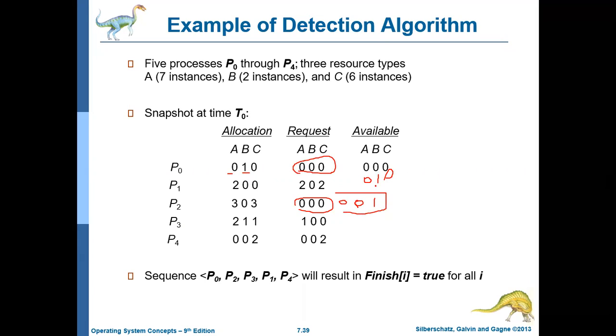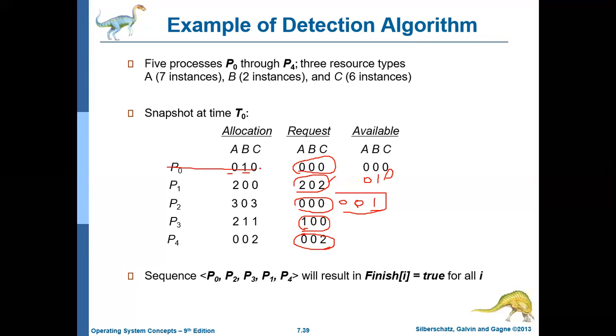But with this one resource of B, no process can complete. P1 cannot complete, because P1 needs 2 instances of A and 2 instances of C. P2 cannot complete because P2 needs 1 instance of C, but the OS has 1 instance of B. P3 cannot complete, P4 cannot complete. So none of their requests will be satisfied. P1's request for 202 will not be satisfied. P2's request for 001 will not be satisfied. P3's request for 100 will not be satisfied. P4's request for 002 will not be satisfied.